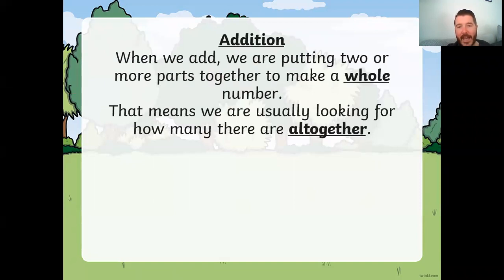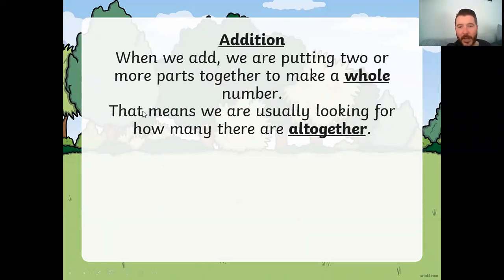Addition. So when we add, we are putting two or more parts together to make a whole number. And we talked about that, didn't we? When we draw our tens and ones, when we add, we always draw both numbers and count them together because we're combining two parts to make one whole, aren't we? So this usually means we're looking for how many there are all together. We're getting two parts and seeing how many there is all together. There might be more than two parts, okay?